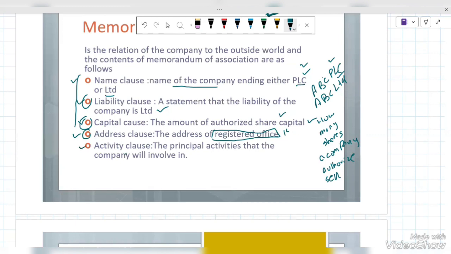And the fourth one is the activity clause, like what type of activities the company will be involved in. Like if it is a manufacturing company, it is maybe producing shoes and bags and different things. In which type of activity a business is involved, it will come under this MOA.